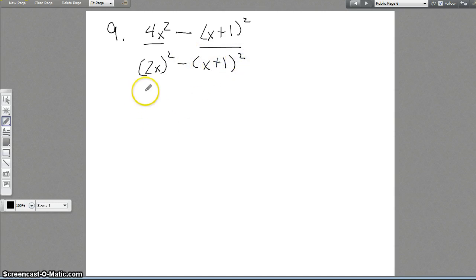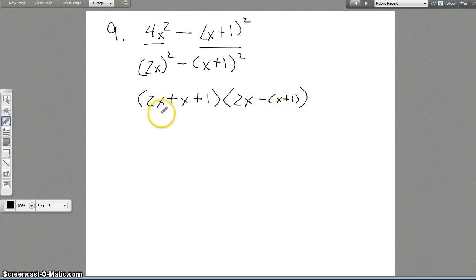Now we can factor that. We take our first term, which is 2x, and we add our second term, which is x plus 1. Then we're going to multiply that by the difference of these two terms, 2x minus, and this is where it's very important to write your parentheses, x plus 1. We're subtracting all of x plus 1. We're not just subtracting the x.